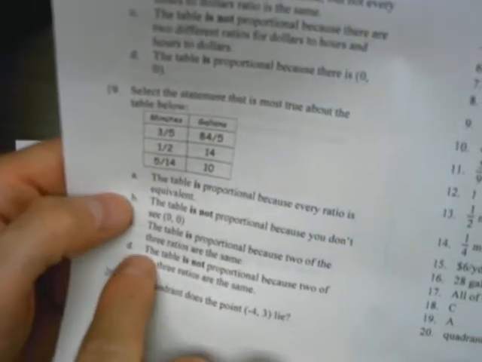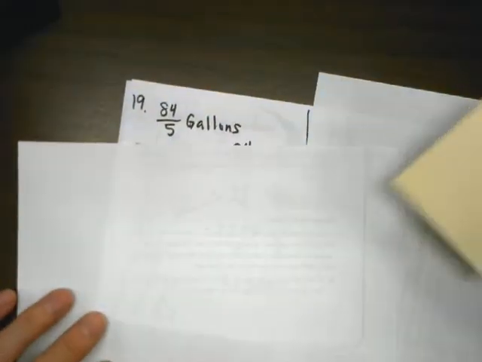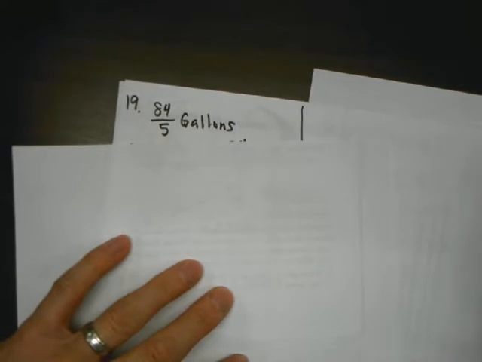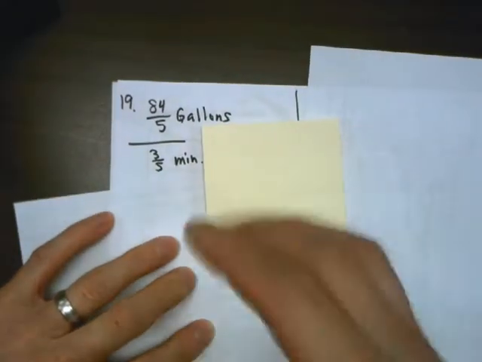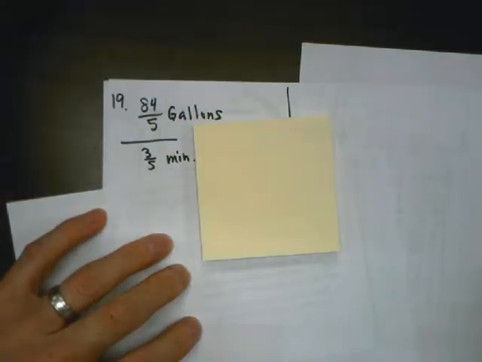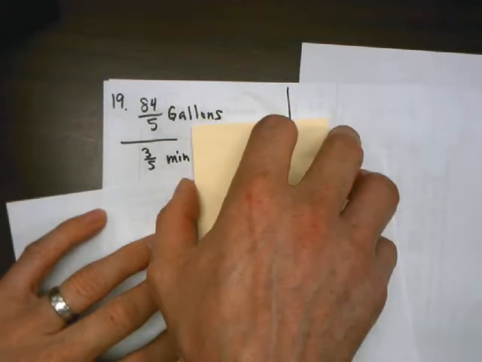So they give us a table here, and we're going to have to check to see if it's proportional. That means if I do this side divided by this side over here, do I get the same thing every time? So we test to see if it's proportional. For 19, I take the very first set of coordinates that they give me. That's 3/5 of a minute. We get 84/5 gallons. So it's 84/5 gallons over 3/5 of a minute, which of course means 84/5 divided by 3/5.